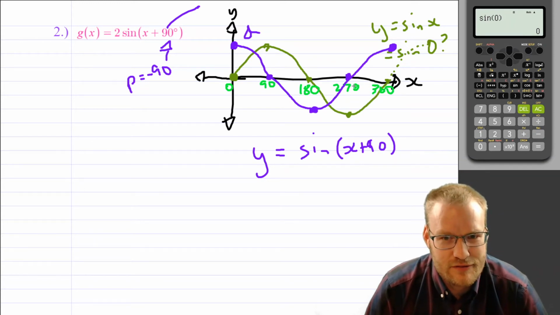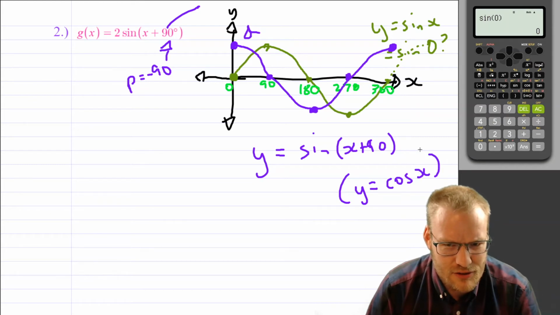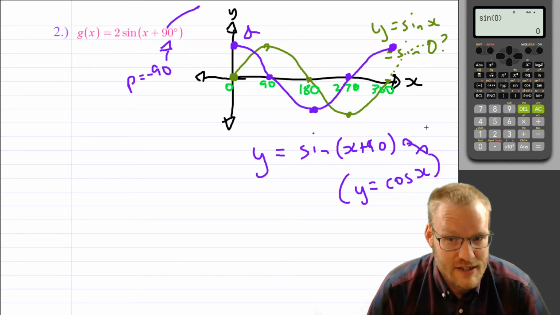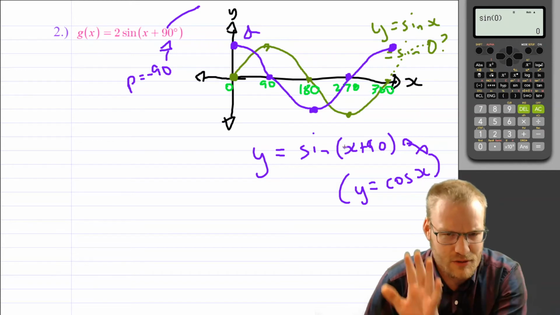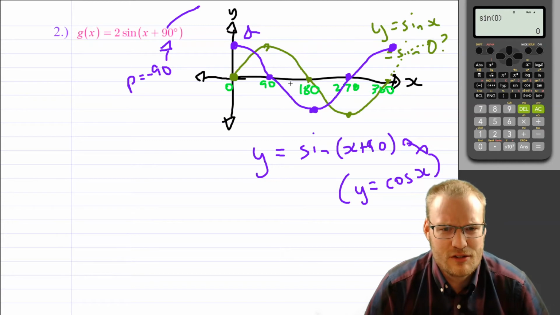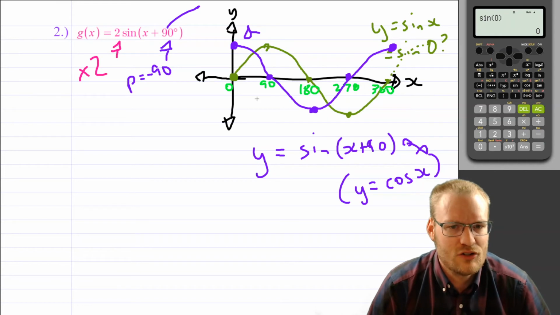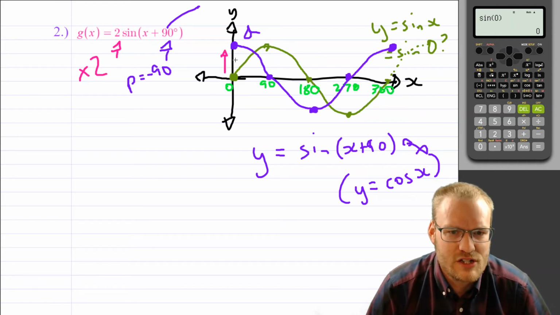Interesting how it looks very similar to y equals cos x, doesn't it? And there's kind of planting a seed here. Y equals cos x. These two graphs are exactly the same. Okay, but that we're going to need a bit later in the syllabus. Okay, so we've got that, and then finally this bit here is timesing it by 2. In other words, it's just stretching it up.